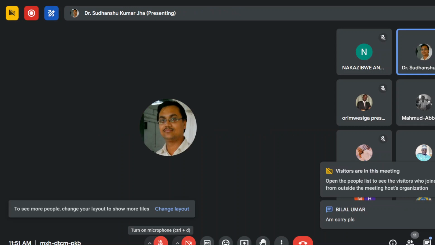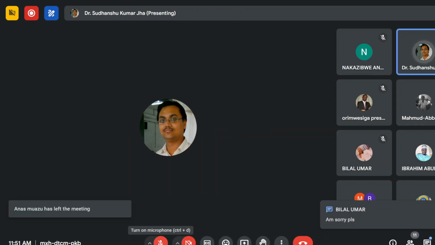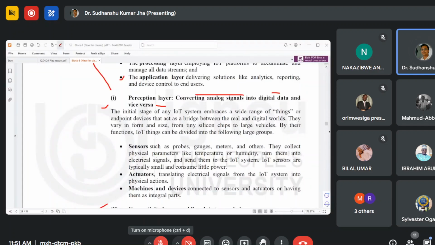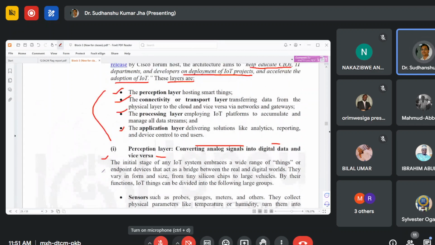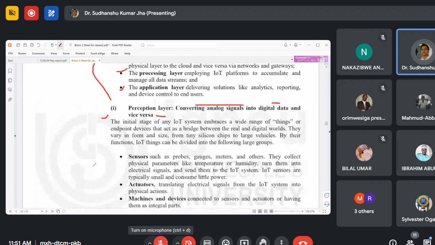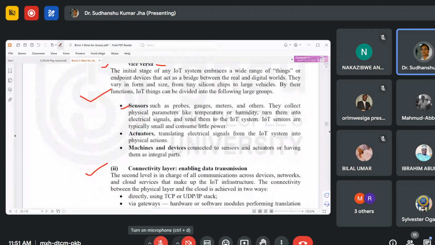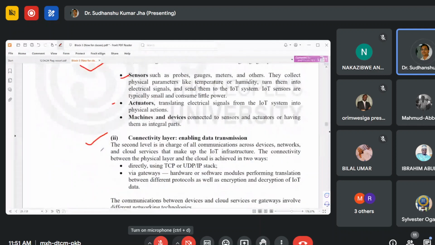Just like in computer networks, you may have gone through the TCP/IP layers and the ISO OSI layers. Similarly, in IoT devices, we have four layers. The first layer is known as the perception layer, and components like sensors, actuators, machines, and devices are part of the perception layer. We have already seen what sensors and actuators are.